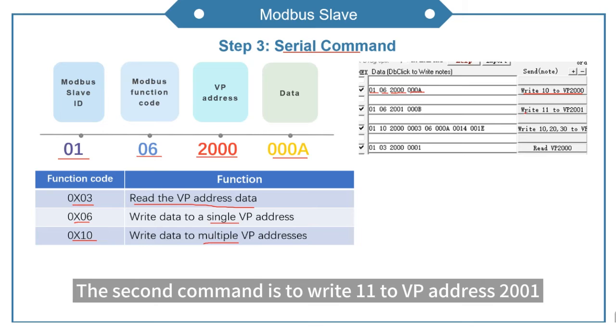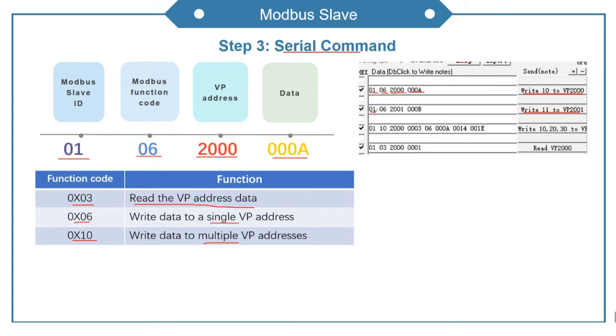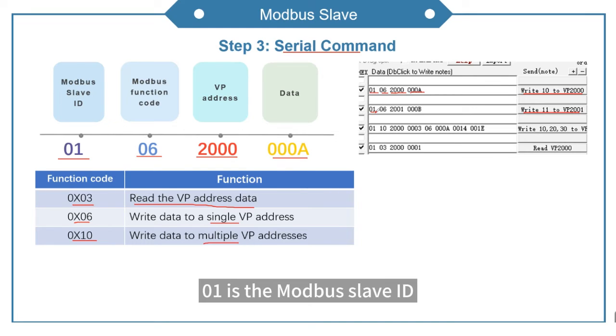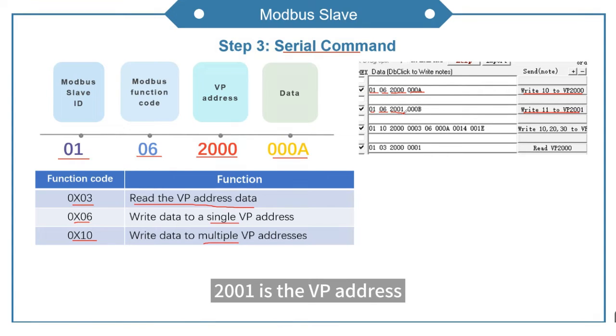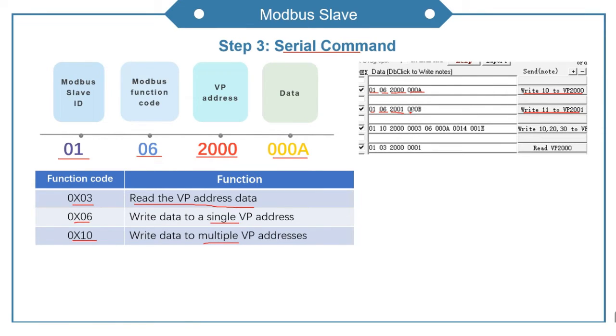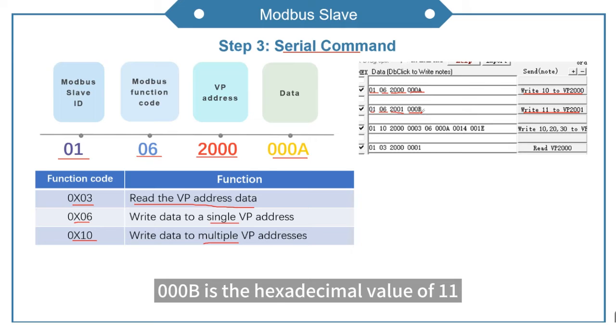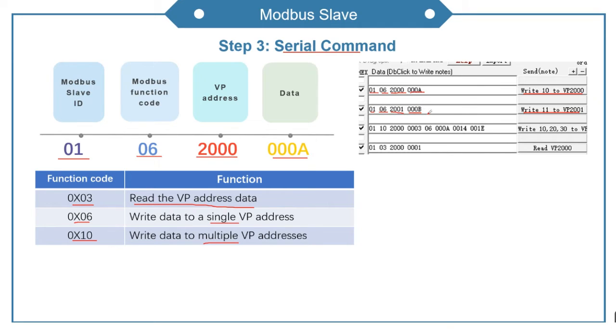The second command is to write 11 to VP address 2001. 01 is the Modbus slave ID. 06 is the Modbus function code. 2001 is the VP address. 000B is the hexadecimal value of 11.